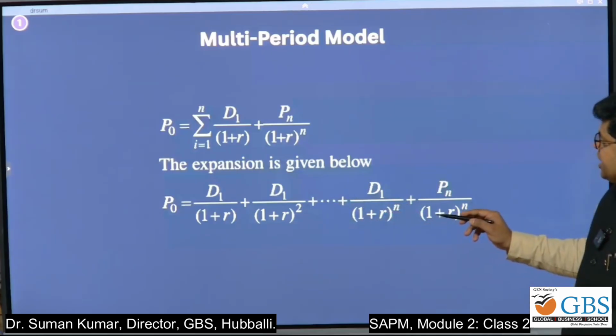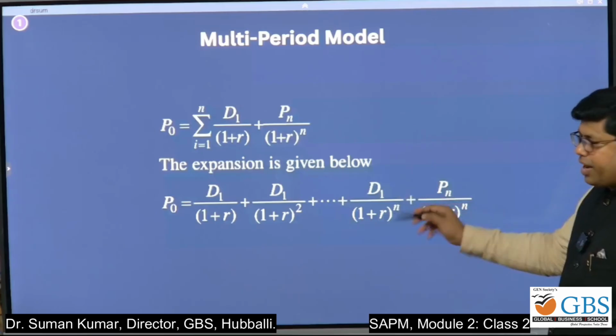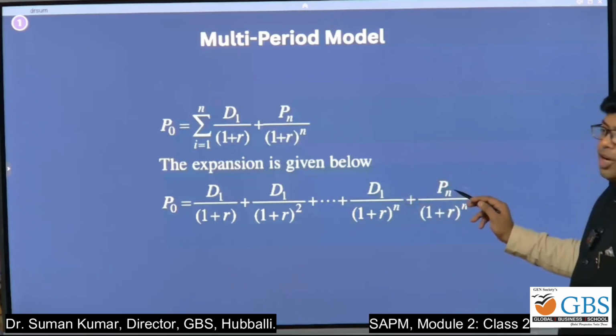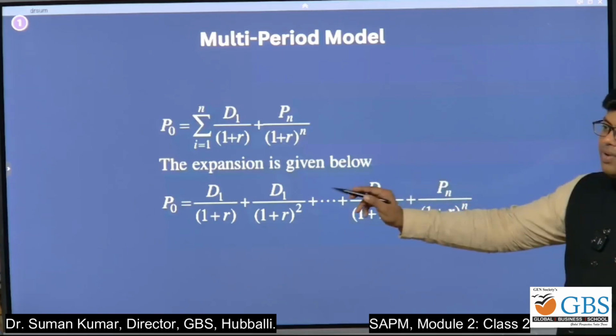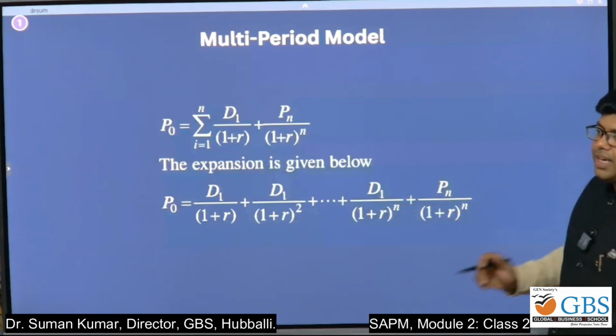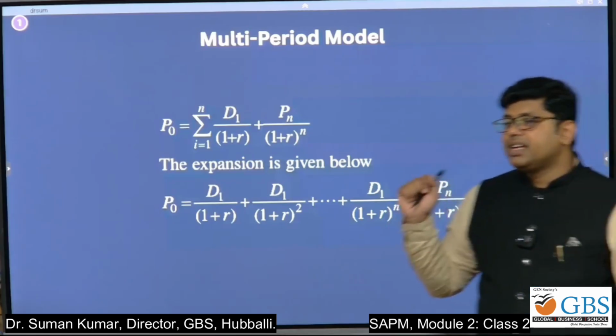And the last one, that is the nth year, it may be 3, 4, 5, whatever. And in that year also, what do you do? You sell. Correct? The selling price should also be discounted, and we have to sum up. That is the intrinsic value, or the present value, of that particular stock.